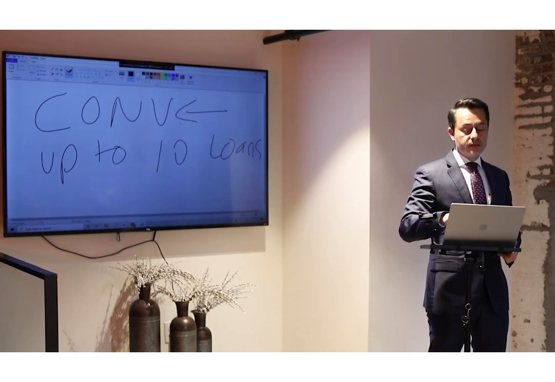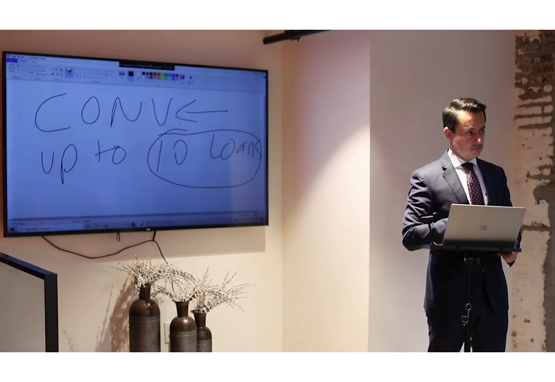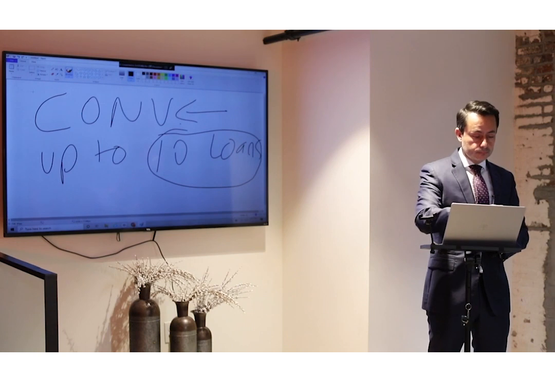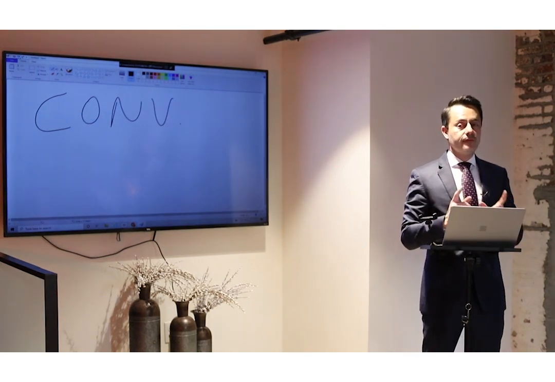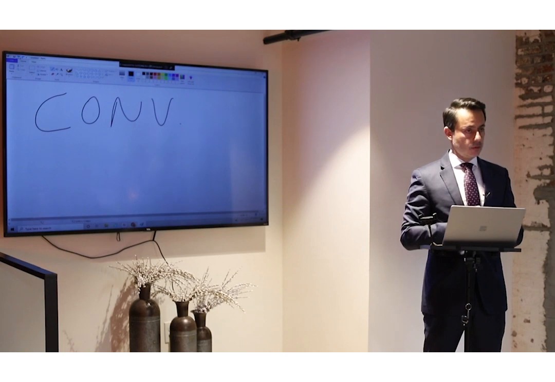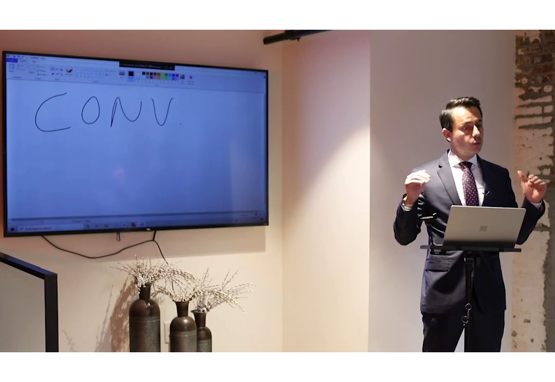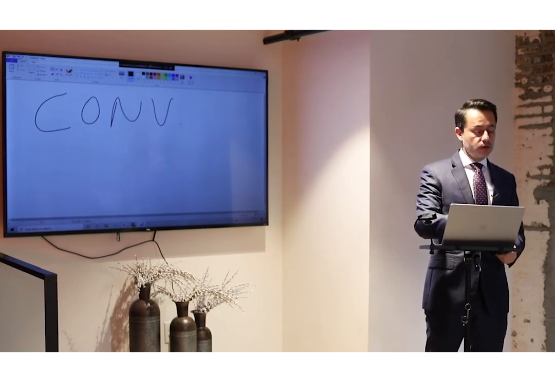Remember, these 10 loans will show up on his or her credit, because these loans are given. An investor can have up to 10 conventional loans on their credit, okay? And it will show up on their credit. Once you hit 10 loans, you will not be able to get a conventional loan because they're backed by Freddie Mac.